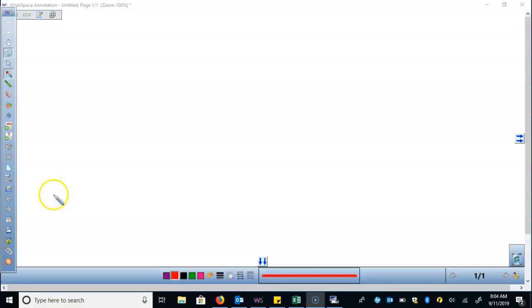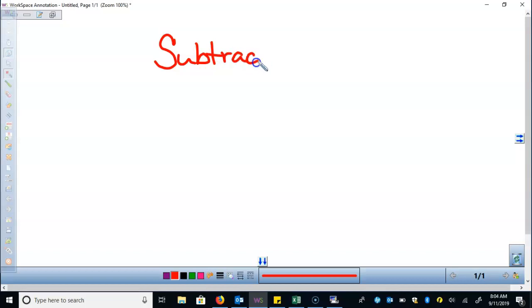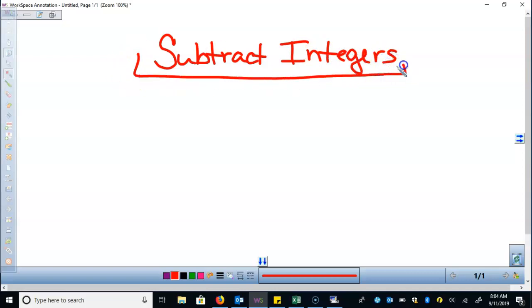Today, we are going to learn how to subtract integers. Okay, now remember what I write, you need to write. Okay, so subtracting integers.